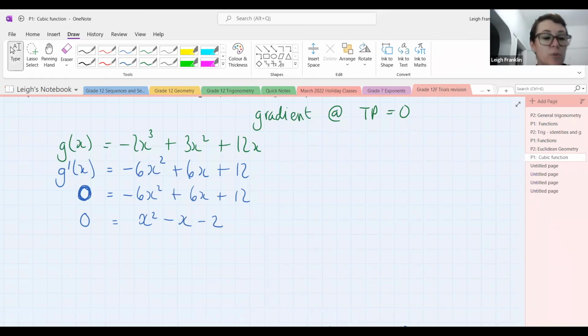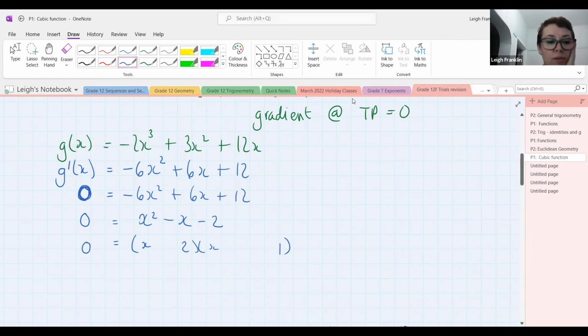And now we've got to factorize. In one bracket, we've got an x. In the other bracket, we've got an x. One bracket, we're going to have a 2. The other bracket, we're going to have a 1. We want a negative 1 in the middle, so it's going to have to be like that. There we go. So yes, quite right, Nick. So either x is equal to negative 1 or x is equal to 2.